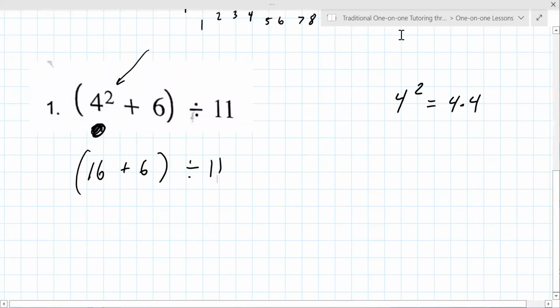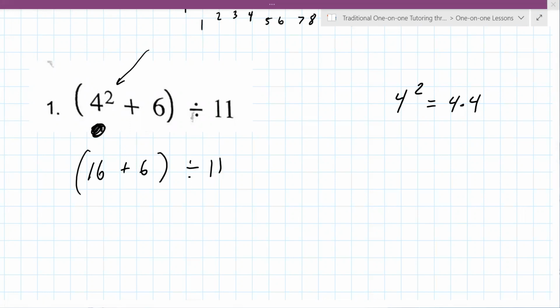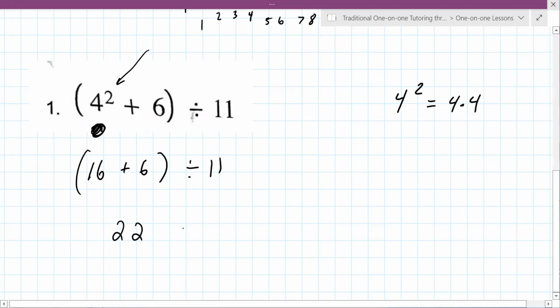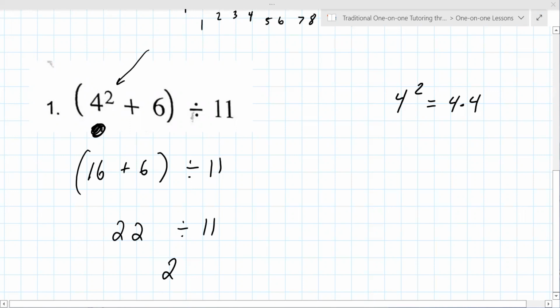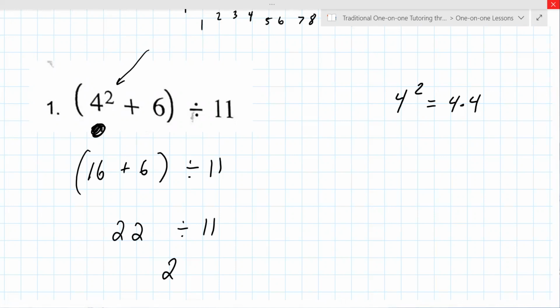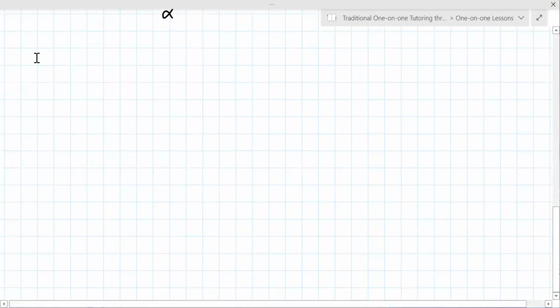What is 16 plus 6? 16 plus 6 is 22. Okay. Divided by 11, it's 2. Now they should work out nicely for you, but the more you do math, the more you get comfortable with the idea that maybe it won't work out nicely. So 2 times 4 is 8.